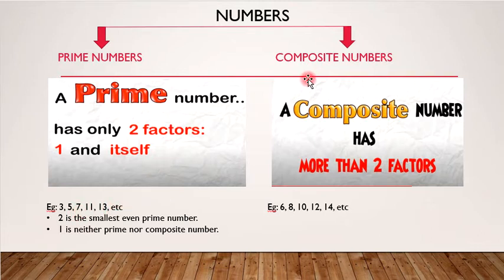Moving on to the other type of numbers, that is composite numbers. A composite number has more than two factors. If I take an example like 6, it has more than two factors. The number 1, 6 itself, as also it falls in the table of 2 and also in the table of 3. 2 into 3 or 3 into 2 you can say. So it has more than two factors. The other examples are 8, 10, 12, 14. All these are composite numbers which have more than two factors.